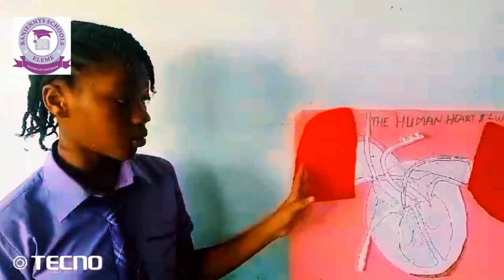There are two types of circulation, which are pulmonary circulation and systemic circulation. Today I'm going to be talking about pulmonary circulation. What is pulmonary circulation? Pulmonary circulation can be defined as the flow of blood between the heart and the lungs.